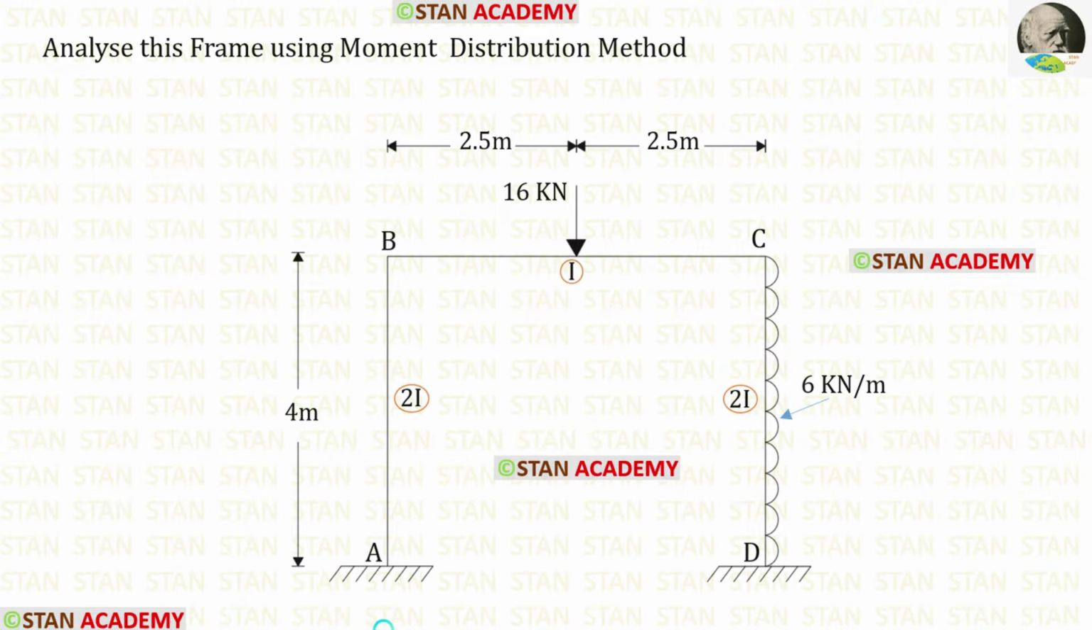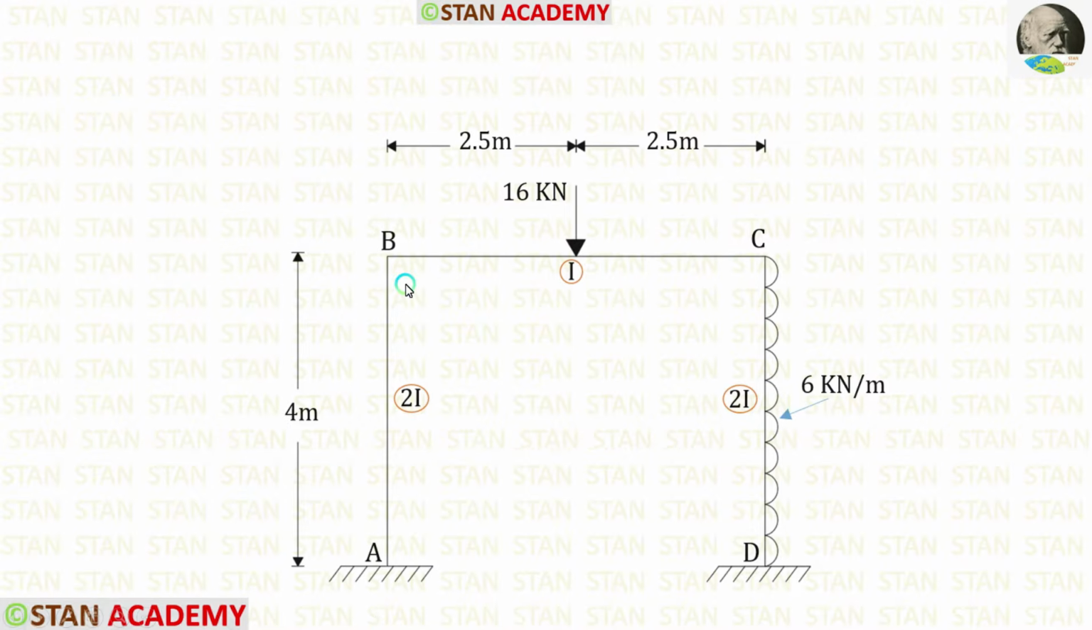Hello everyone. Today we are going to analyze this frame using moment distribution method. Before analyzing, let us see the frame one time. In this frame, we have the columns AB and CD. Also, we have the beam BC. In the column AB, there is no load.